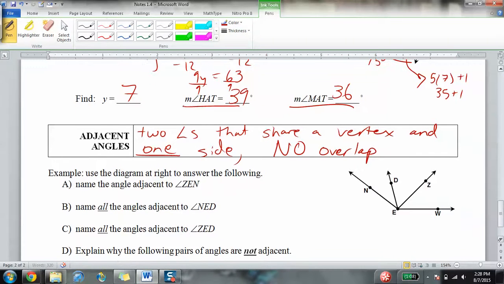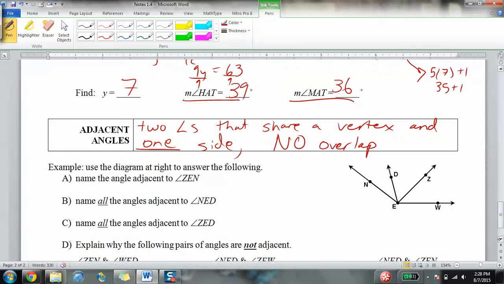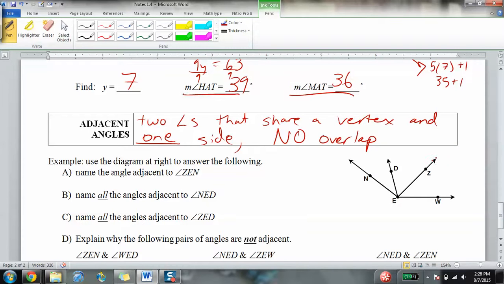So, what I mean by this, if I use this diagram to name an angle that's adjacent to angle ZEN, so that's this angle right here. I know it has to share a vertex. All of these angles on this diagram actually share a vertex, which is E right here. So it has to share a vertex and it has to share one of the sides. I'm looking for another angle. Well, if I look at this side right here, there's nothing over here. There's no angle that I could name over this way. So I must be talking about sharing this side right here, EZ.